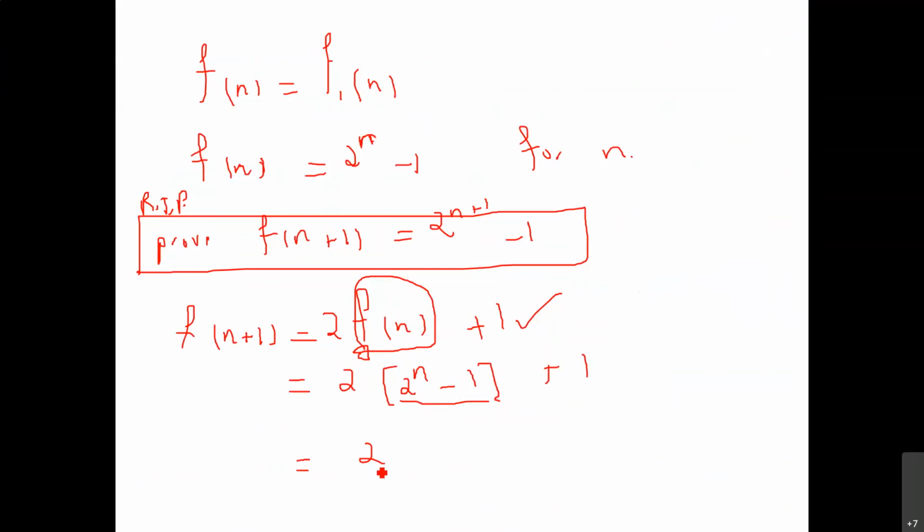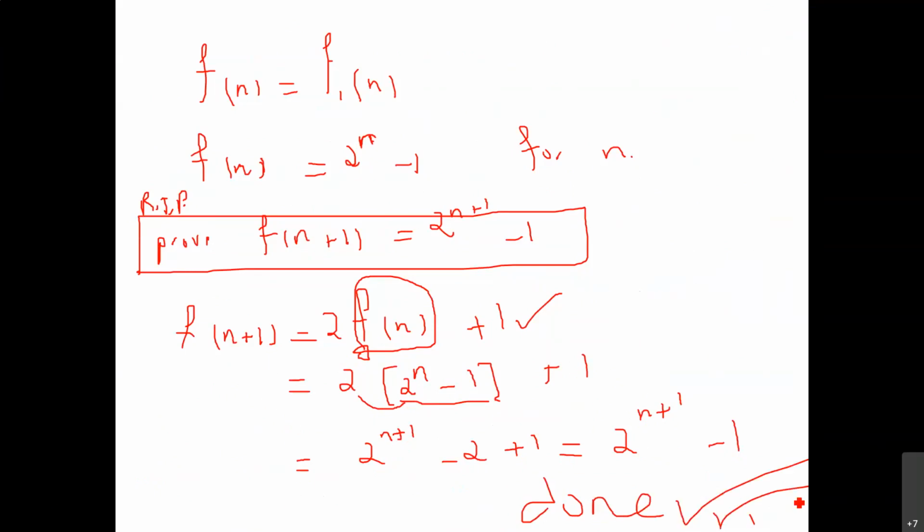Equals 2 power n plus 1, because 2 times 2 power n minus 2 plus 1, minus 1. Does everybody see why this is over? Why is this done? We don't need strong induction for this because we just solved it using simple induction.